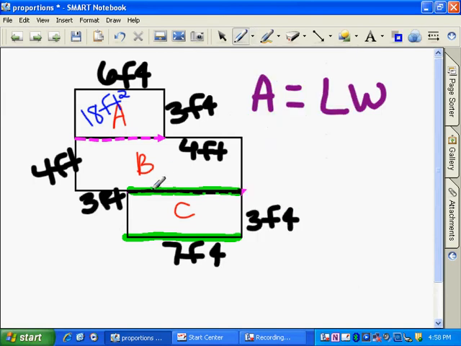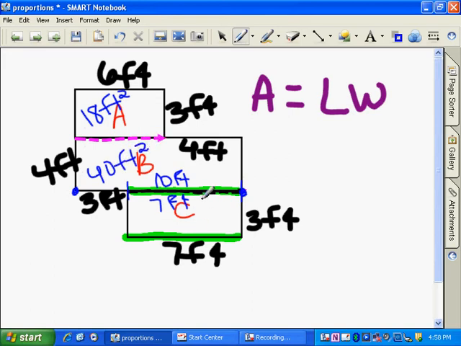And so if from here to here is 7 feet, that means the length from here to here is 10 feet, because this part is 3 and this part is 7, for a total of 10 feet. So the area of rectangle B is going to be 4 feet times 10 feet, which is 40 square feet.